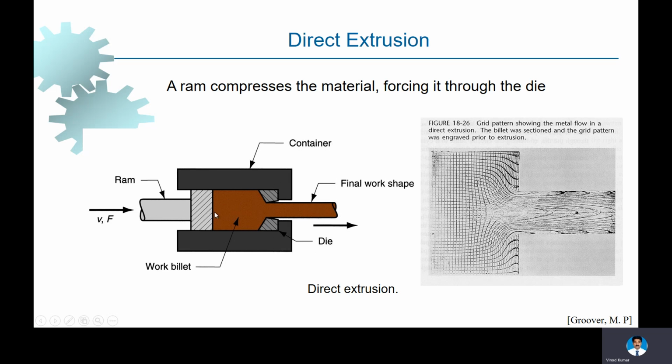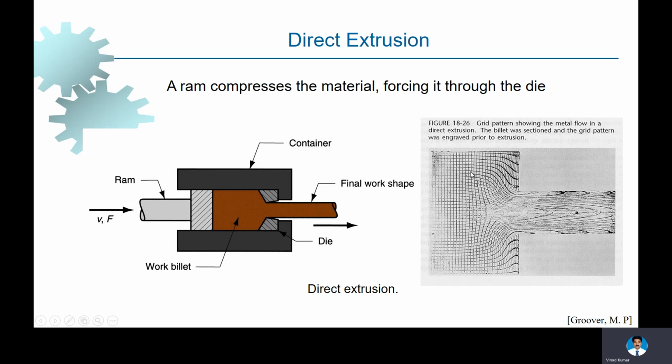We have a ram to force the material, and there is a die. This is the die here, and this is the die opening. So material is forced, compressed. Metal will undergo plastic deformation. It will get squeezed, and material will come out through the opening, which has the shape of the die.